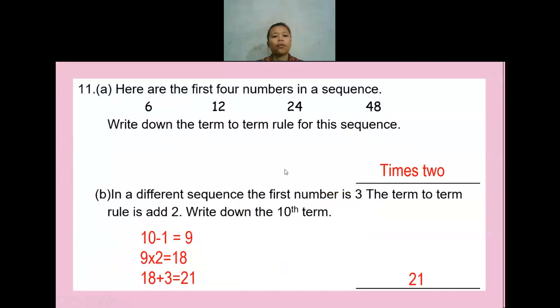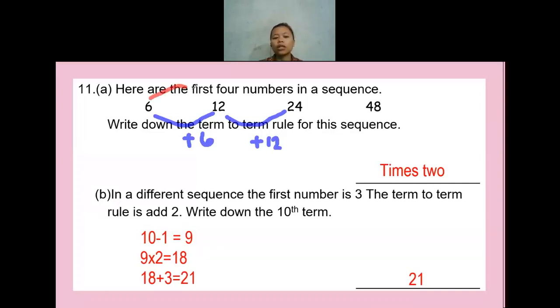For question 11, here are the first four numbers in the sequence: 6, 12, 24, and 48. And then we need to find the term-to-term rule. Now we check from 6 to 12, we need to plus 6. And then from 12 to 24, we need to plus 12. So it means the addition doesn't work because the rule is not constant. We need to find another possibility.